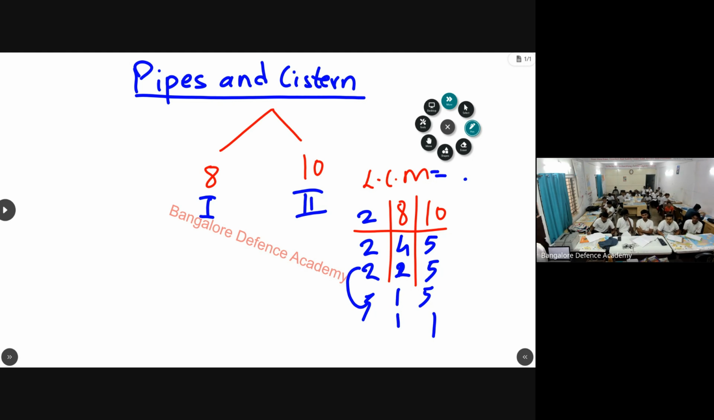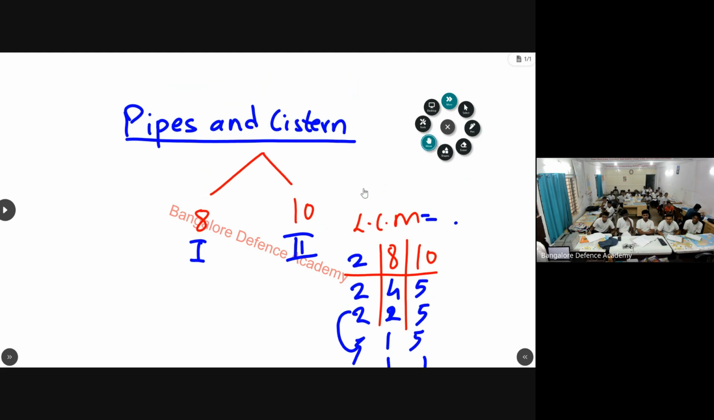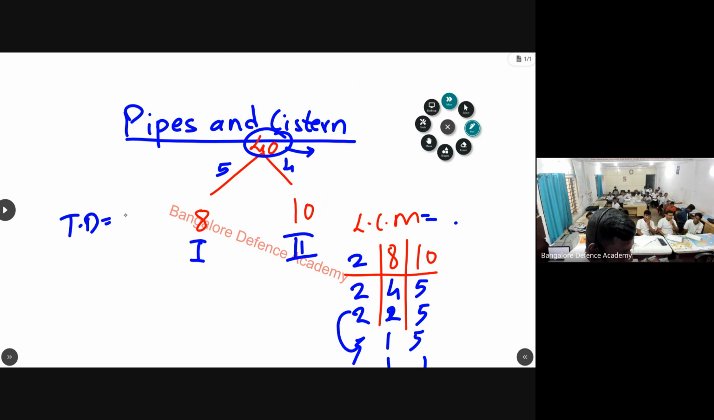How much? 40. So 40 is the LCM. Everyone got it? Okay, now 40/8, how much? 5. 40/10, how much? 4. Okay, 4. Now the formula is total days is equal to total work by total efficiency.